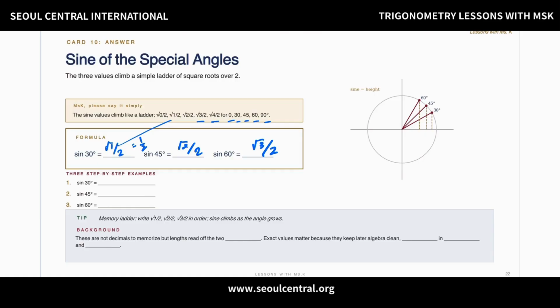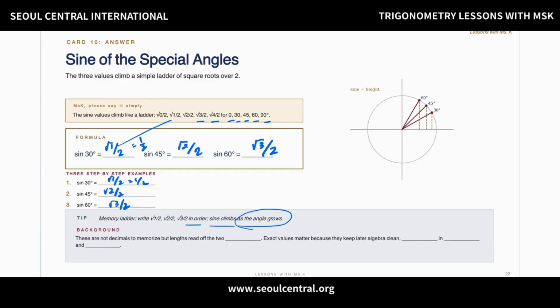So let's do a couple of examples again. Sine 30 degrees equals square root 1 over 2, or 1 over 2, and sine 45 degrees equals square root 2 over 2, and sine 60 degrees equals square root 3 over 2. And just something to help you as a memory ladder, you can write square root 1 over 2, square root 2 over 2, square root 3 over 2 in order, because the sine climbs as the angle grows, as you can see here, on this side.